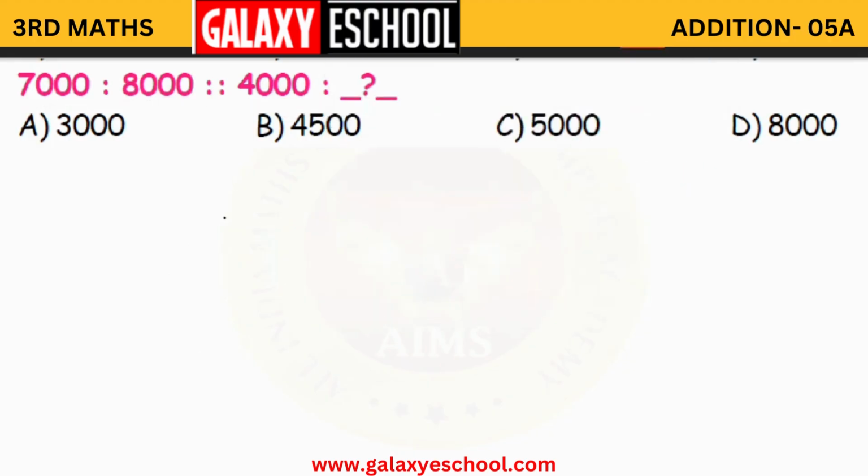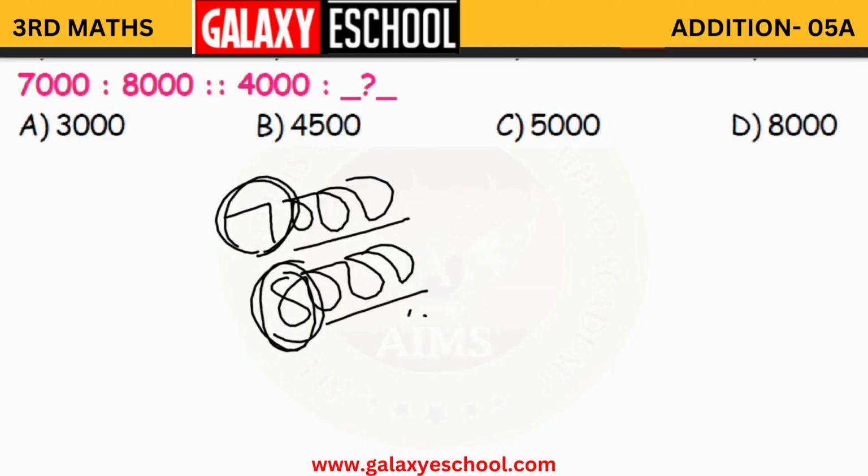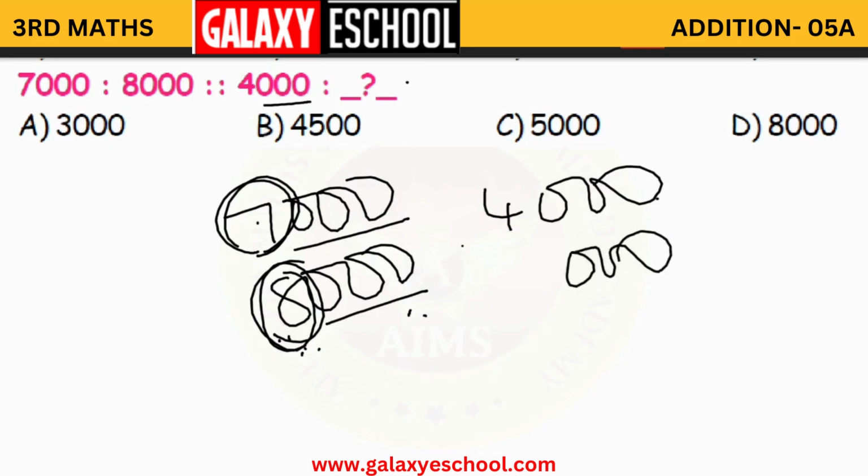5, right? See children, we are having 7,000 and 8,000. What can you understand from this? We know that 7 plus 1 is equals to 8, and 1000 is the same here. In the same way, the next number should also have 4000, right? So the next number should also have these 3 zeros, and 4 plus 1 becomes 5. Understood? 7000, 8000. In the same way, 4000 is to 5000. The correct answer is option C, 5000.